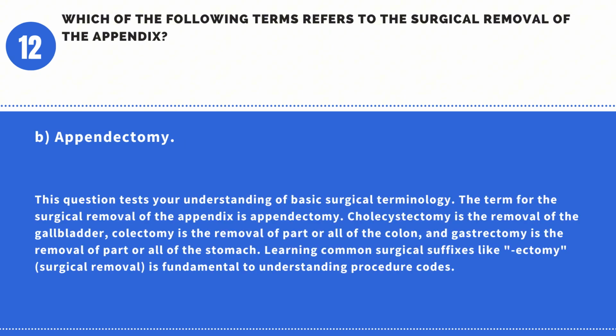Answer: B. Appendectomy. This question tests your understanding of basic surgical terminology. The term for the surgical removal of the appendix is appendectomy. Cholecystectomy is the removal of the gallbladder, colectomy is the removal of part or all of the colon, and gastrectomy is the removal of part or all of the stomach. Learning common surgical suffixes like -ectomy, surgical removal, is fundamental to understanding procedure codes.